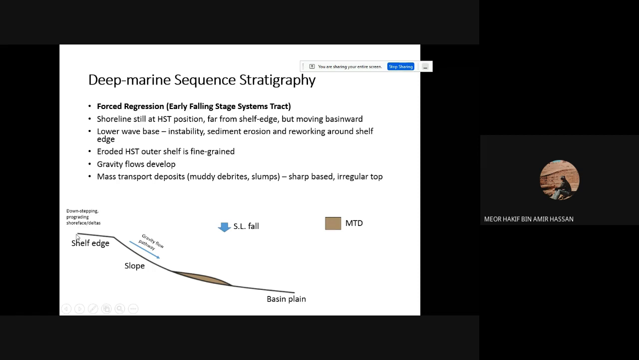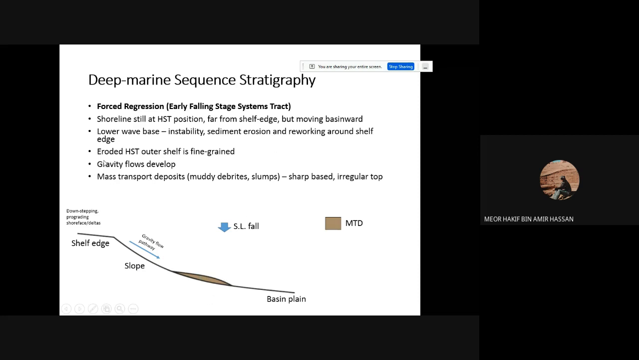So the waves are eroding. You get sediment erosion and reworking around the shelf edge. So lots of sediment is being moved here and there, and some of it is accumulating at the shelf edge. It's going to end up here, and it will build up, and that can result in instability. The slope can become steeper and steeper, and what you get is a slope failure. And sediment can actually move down along the slope towards the basin plain. All right.